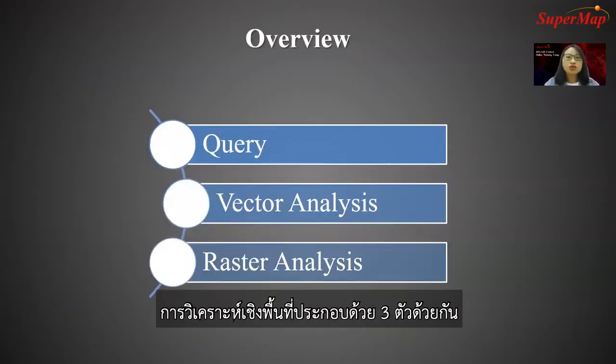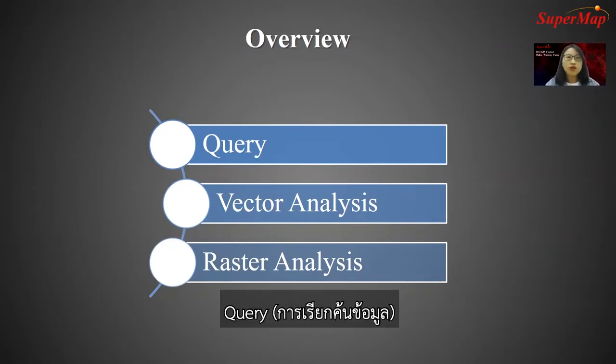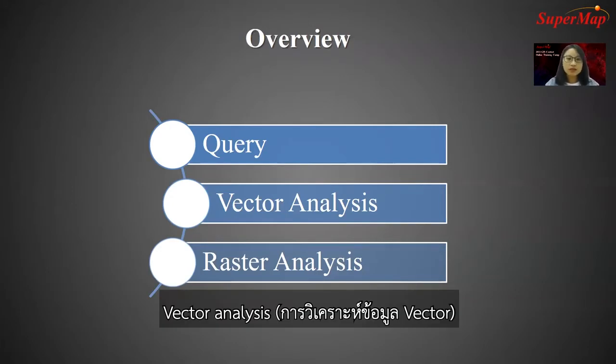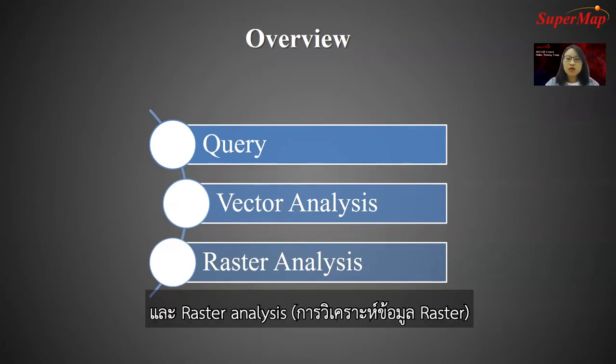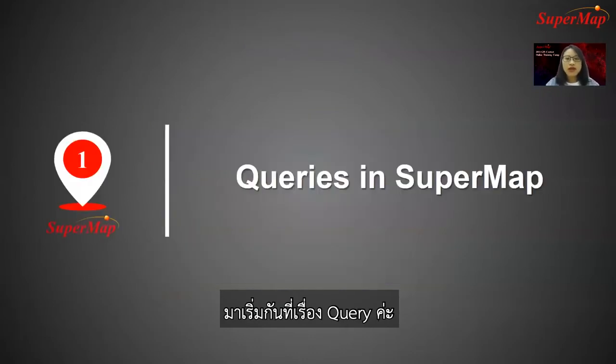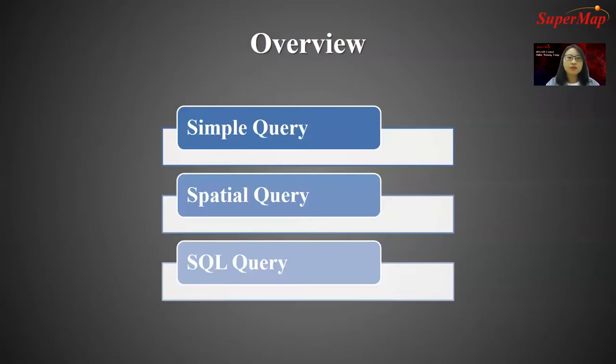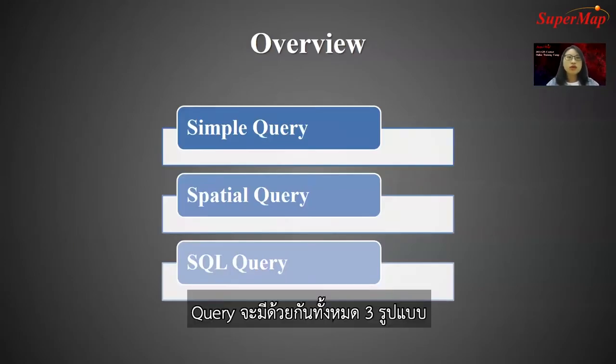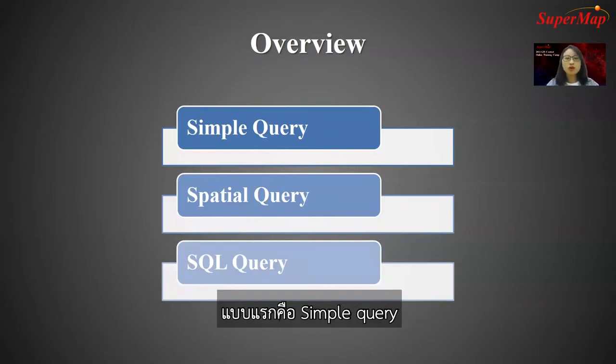I'd like to introduce to you three aspects of spatial analysis. They are query in SuperMap Desktop, the vector analysis, and also the raster analysis. Firstly, let's take a look at the queries in SuperMap. There are three types of queries in SuperMap. First one is simple query, the second one is spatial query, and the third one is circle query. Let's take a look at it one by one.